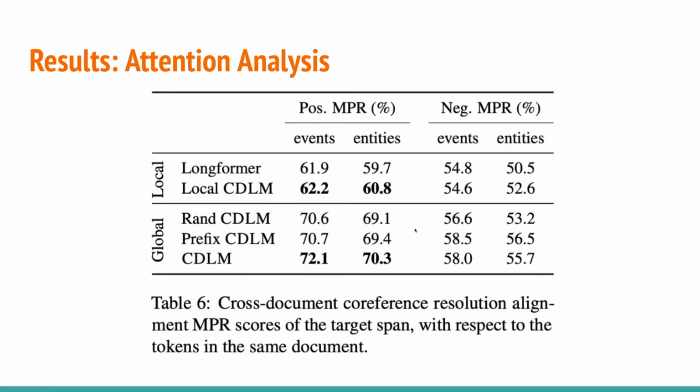So here's the result. It's also pretty straightforward to understand. First, let's look at the positive versus negative MPR, the mean percentile rank. Apparently, for those positive examples, the MPR is significantly higher than the negative examples' MPR, because the model learns to attend to the relevant coreference phrases. And if we compare the global CDLM versus the local CDLM, global CDLM has a much higher MPR than the local one, which is also repeatedly verified by the previous experiments.